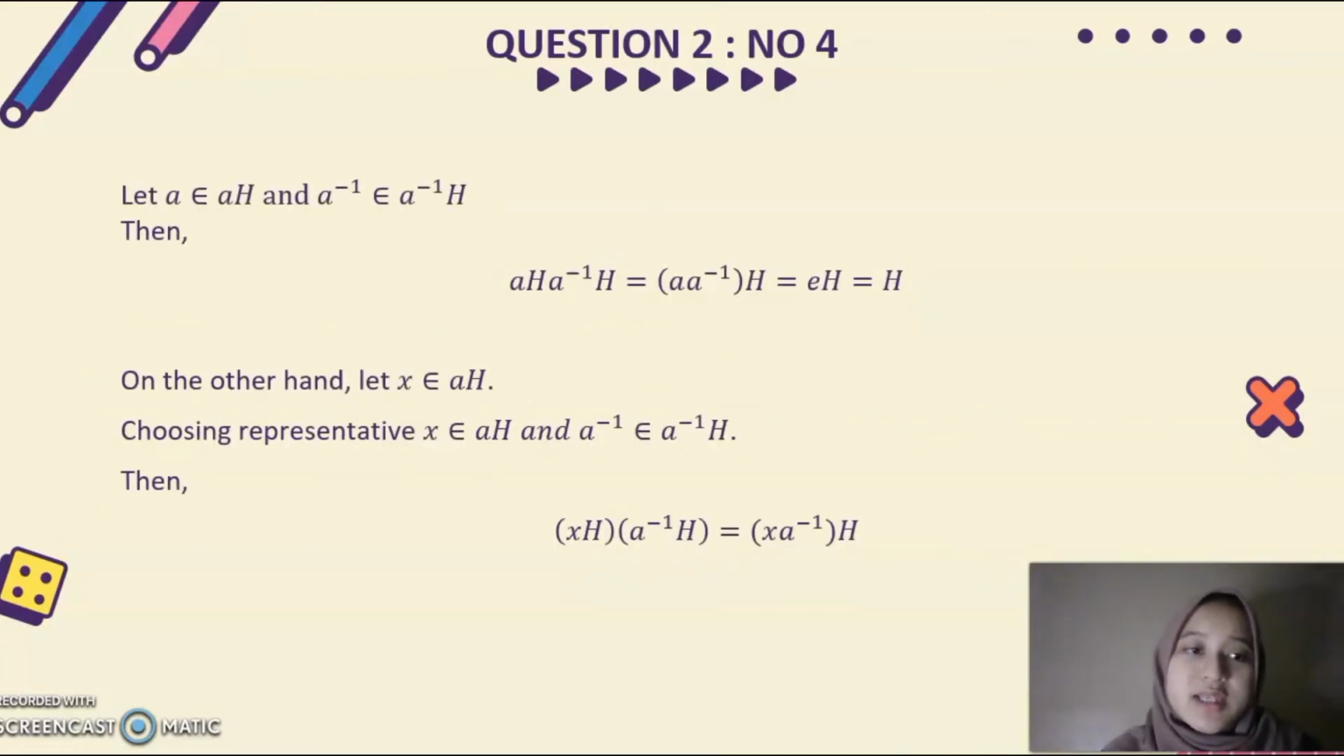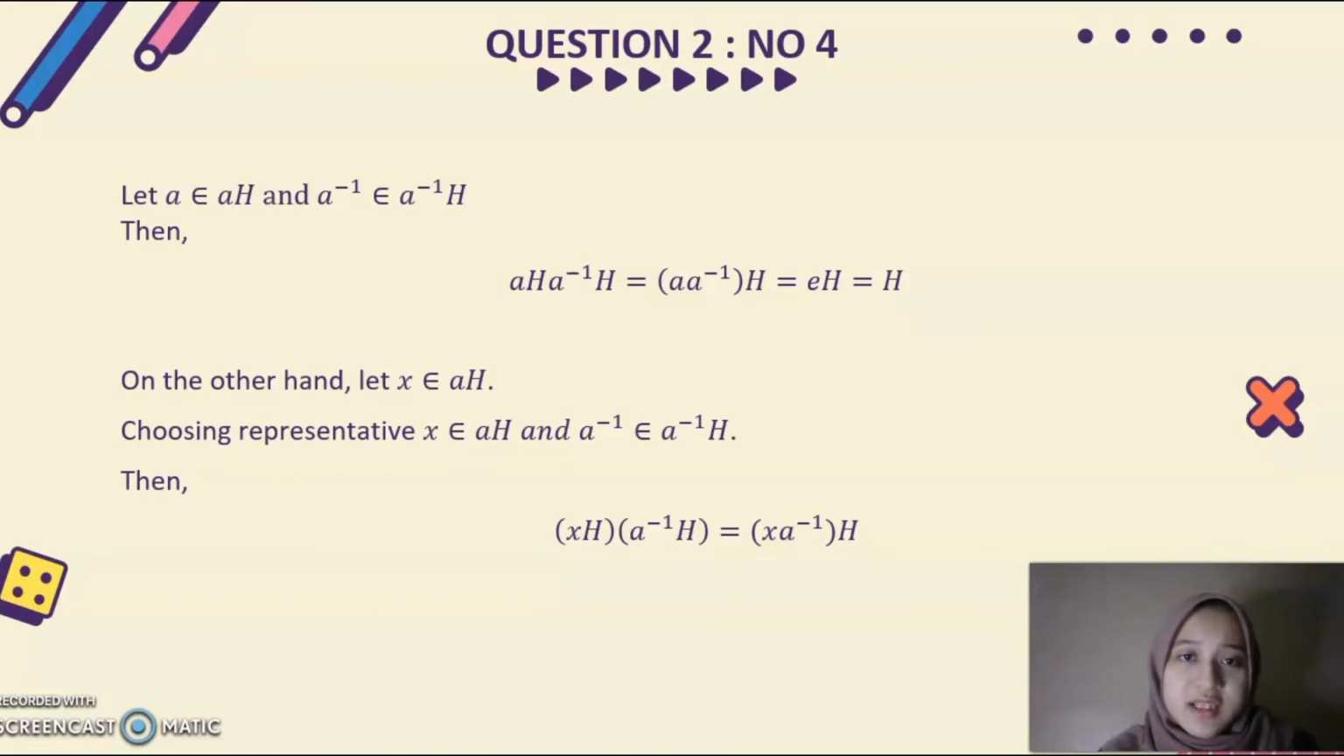The first way is, let a be an element in aH and a inverse be an element in a inverse H. Then aH times a inverse H is equal to, in brackets, a times a inverse H. Here we will get the identity, where we will get the H. On the other hand, let x be an element in aH.